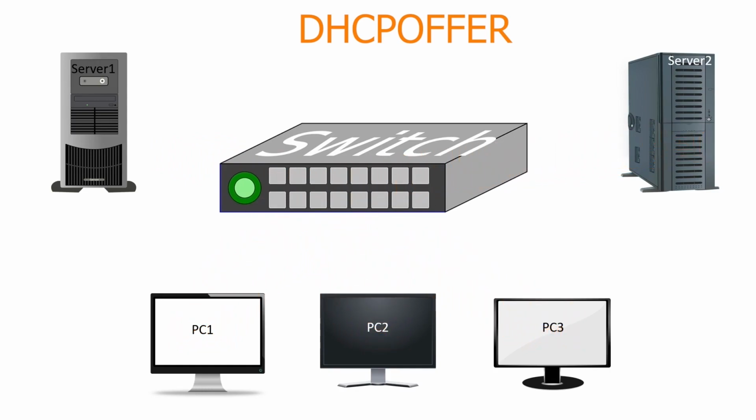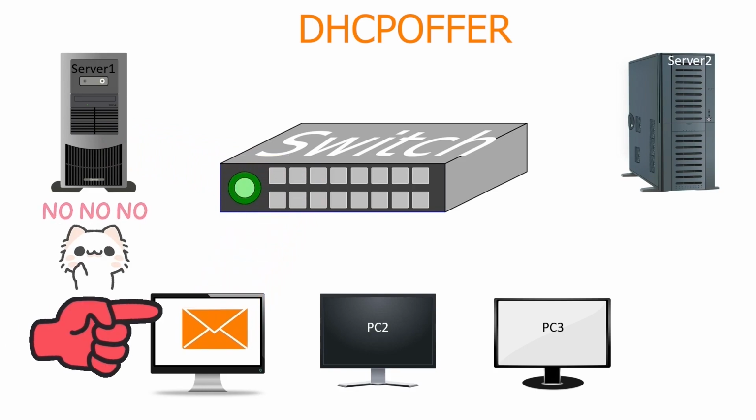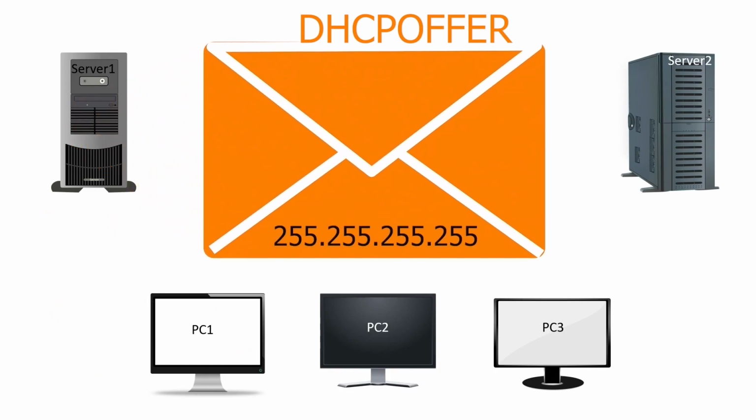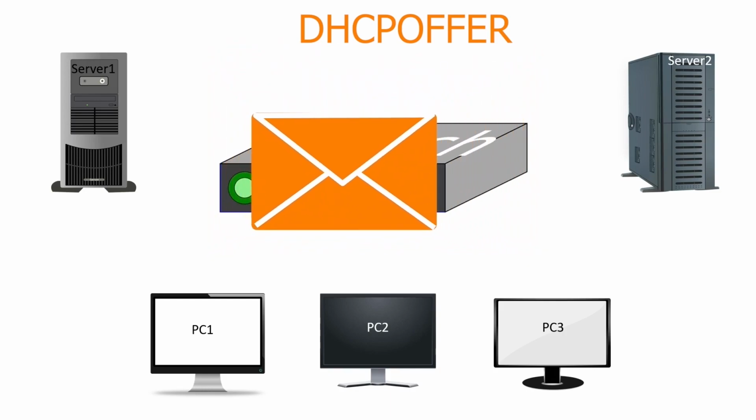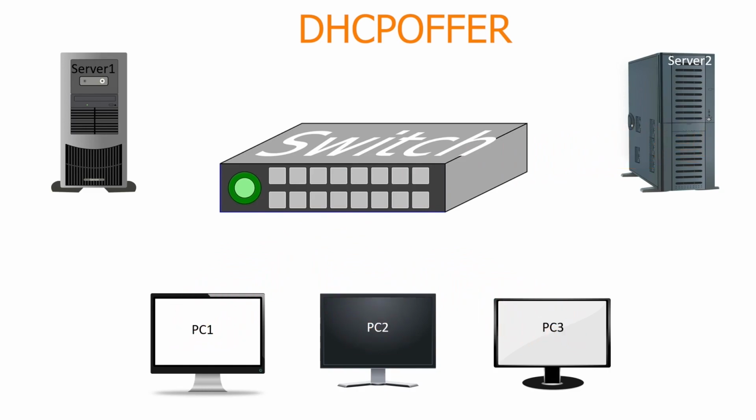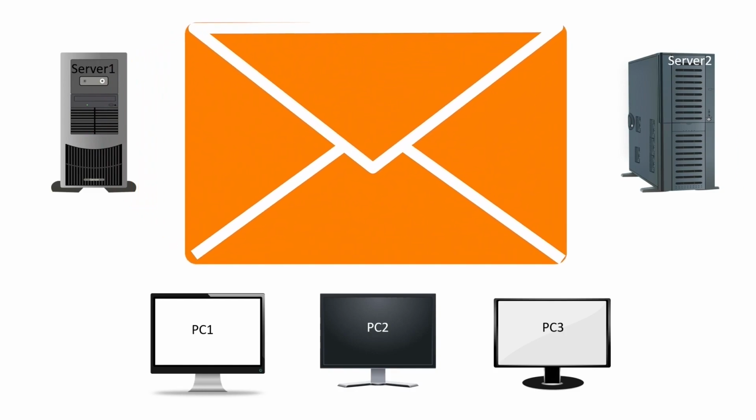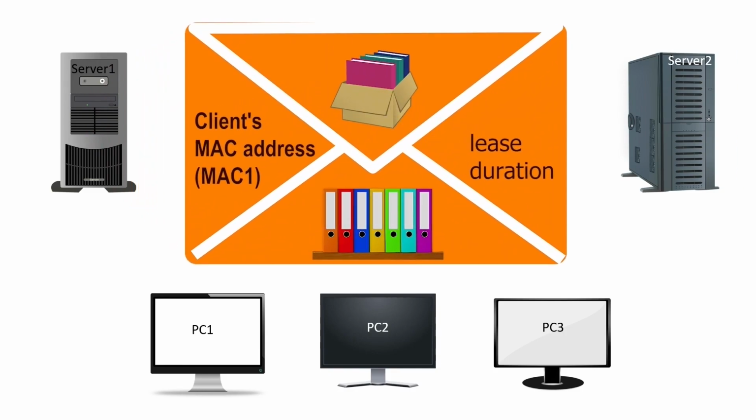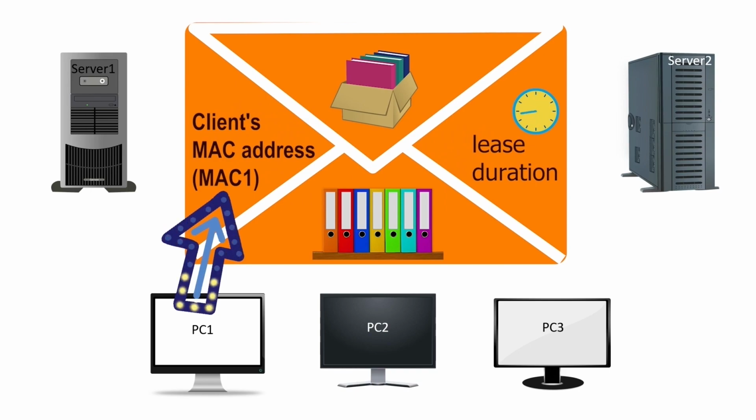Since the client does not have an IP address, the DHCP server cannot send the DHCP offer message directly to the client. It sets the destination address to 255.255.255.255. In other words, a DHCP server also broadcasts the DHCP offer message to the local network. The DHCP offer message contains an IP configuration and protocol-specific information such as the lease duration and the client's MAC address in the client ID field.